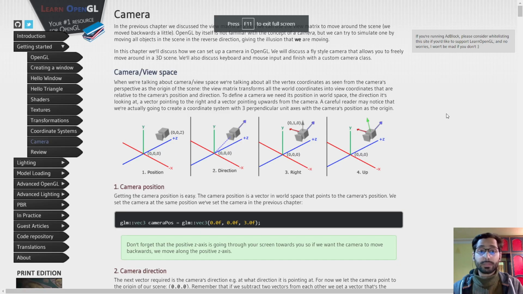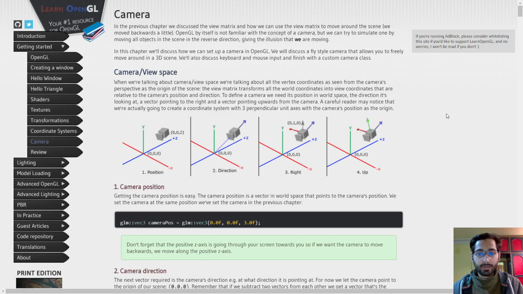In the previous chapters, we discussed the view matrix and how we can use the view matrix to move around the scene. We moved backwards a little. OpenGL by itself is not familiar with the concept of a camera, but we can try to simulate one by moving all the objects in the scene in the reverse direction, giving the illusion that we are moving. In this chapter, we'll discuss how we can set up a camera in OpenGL.